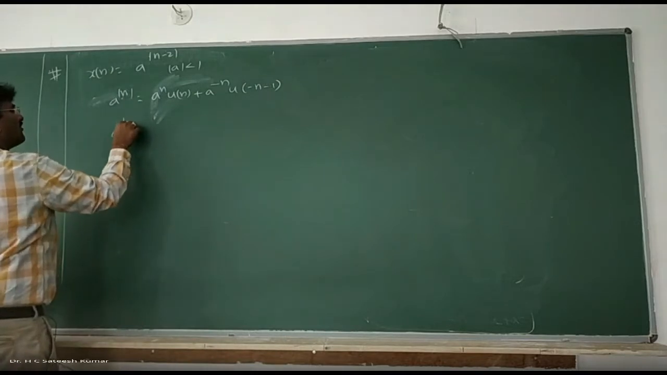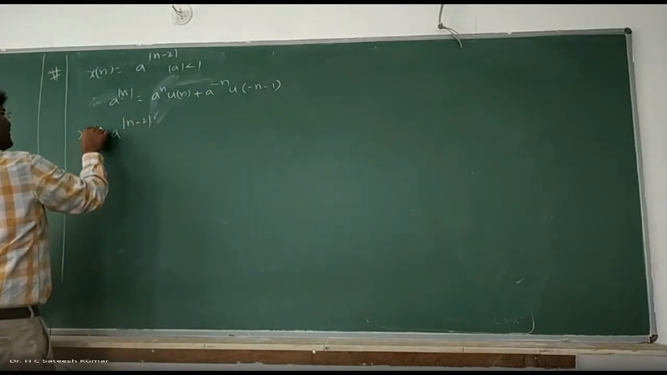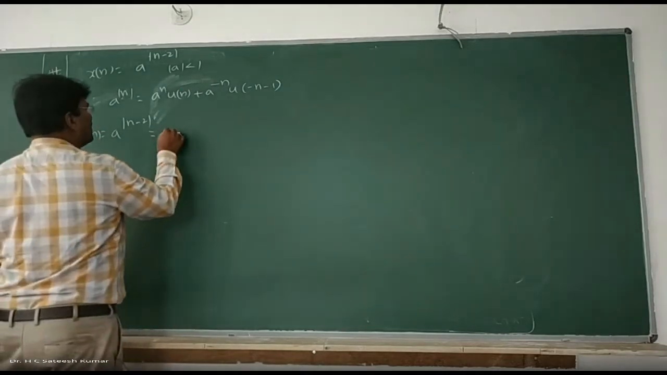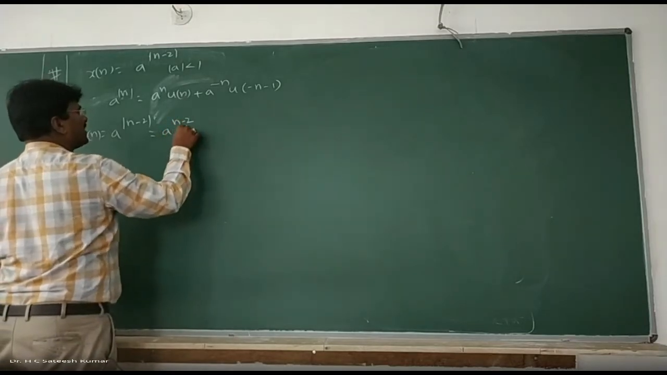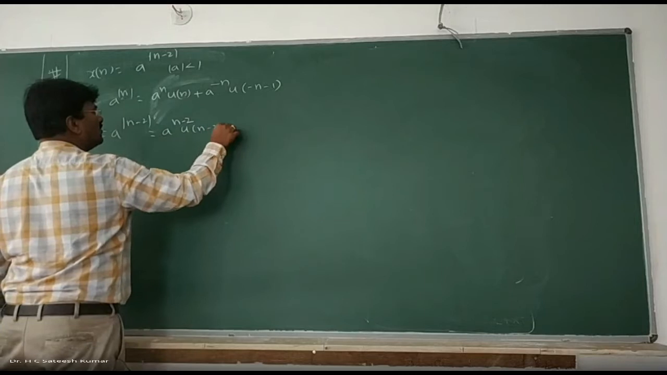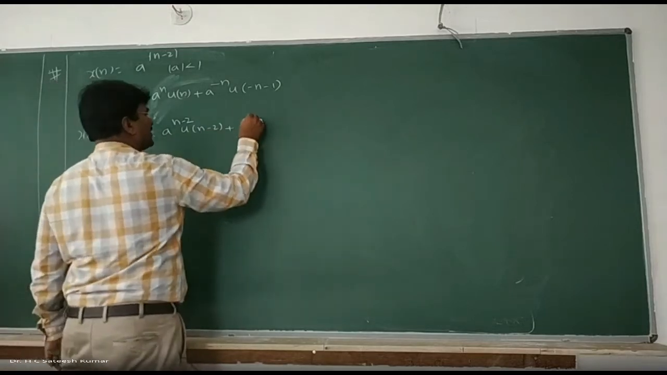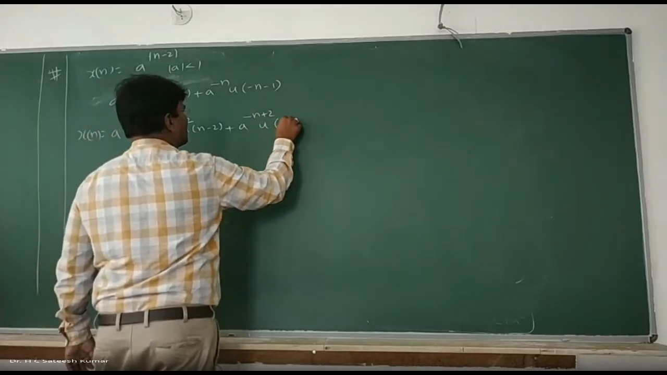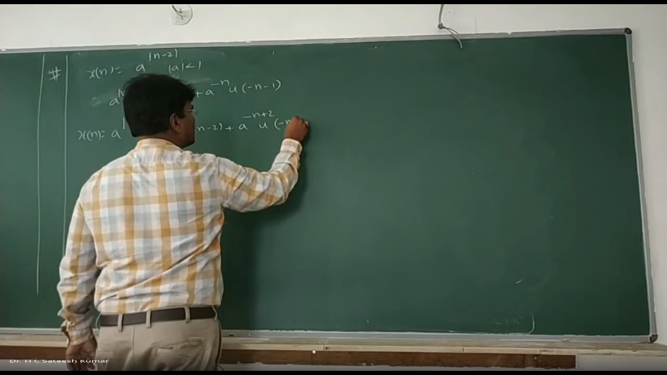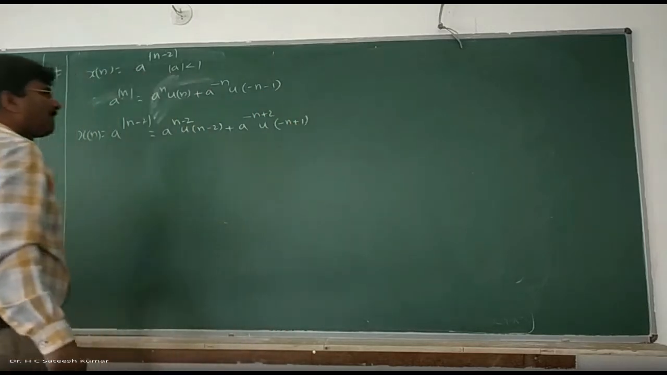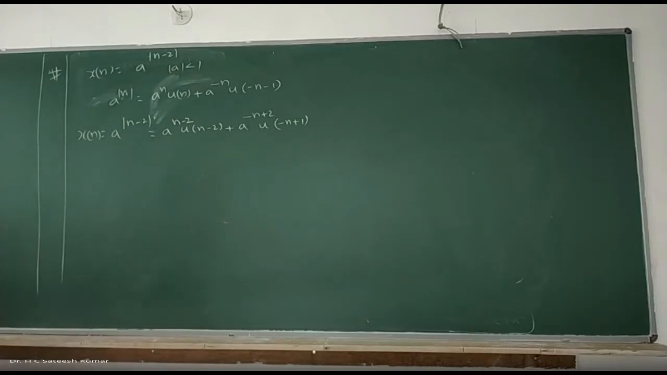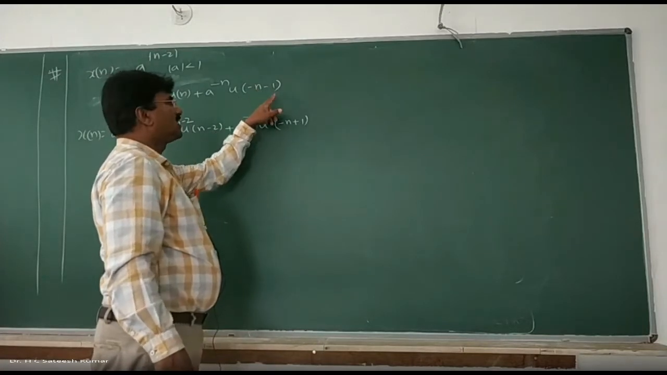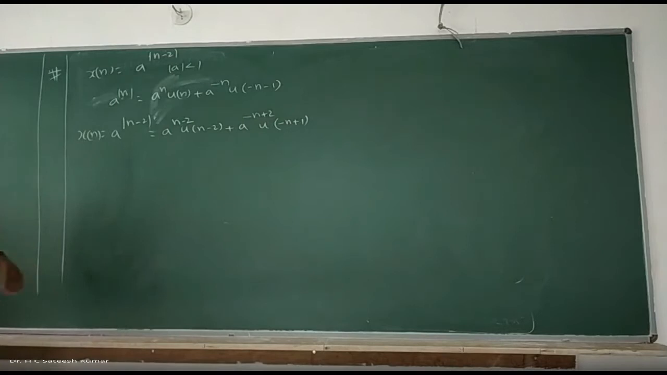A power mod of n minus 2, that is your x of n, is equal to a power n minus 2, replacing n by n minus 2, into u of n minus 2, plus a to the power of minus n plus 2 into u of minus n plus 2 minus 1, that is plus 1. Is it right? Substitute n equal to n minus 2. If you write n minus 2, what will you get? Minus n plus 2. Plus 2 minus 1 is plus 1. Okay, it is right.